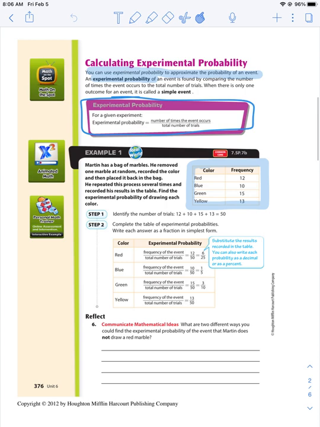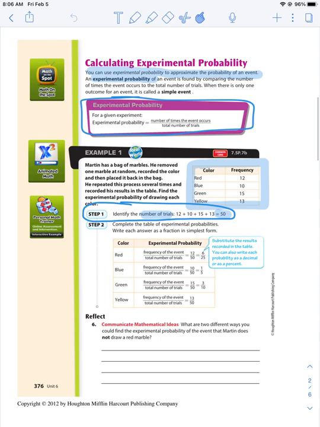So the first thing we have to do when we're calculating experimental probability is add up all of the frequencies and find the total number of trials. So notice that that's this step here. The total number of trials is 50. So 12 plus 10 plus 15 plus 13 is 50. Total number of trials is 50.